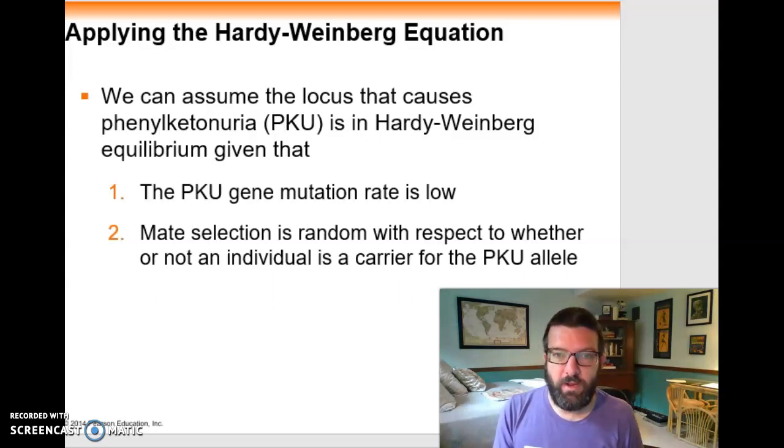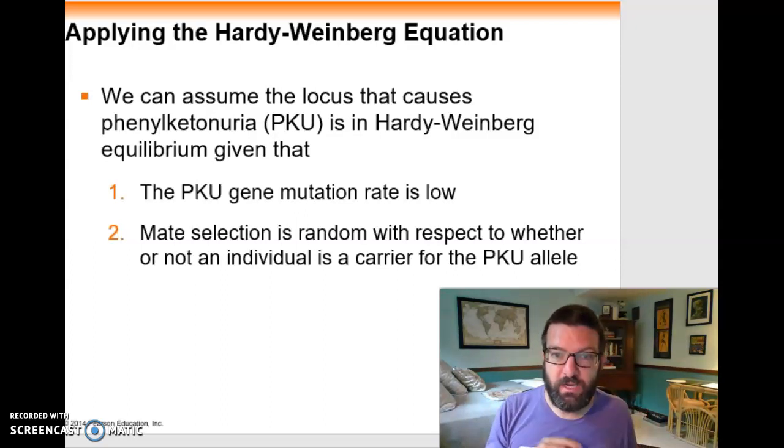So we've talked about in the last video how Hardy-Weinberg works mathematically, but let's look at an example of how it can work in the real world. There's a condition called PKU that is caused by a single gene locus, and it seems to meet all 5 of the Hardy-Weinberg assumptions.